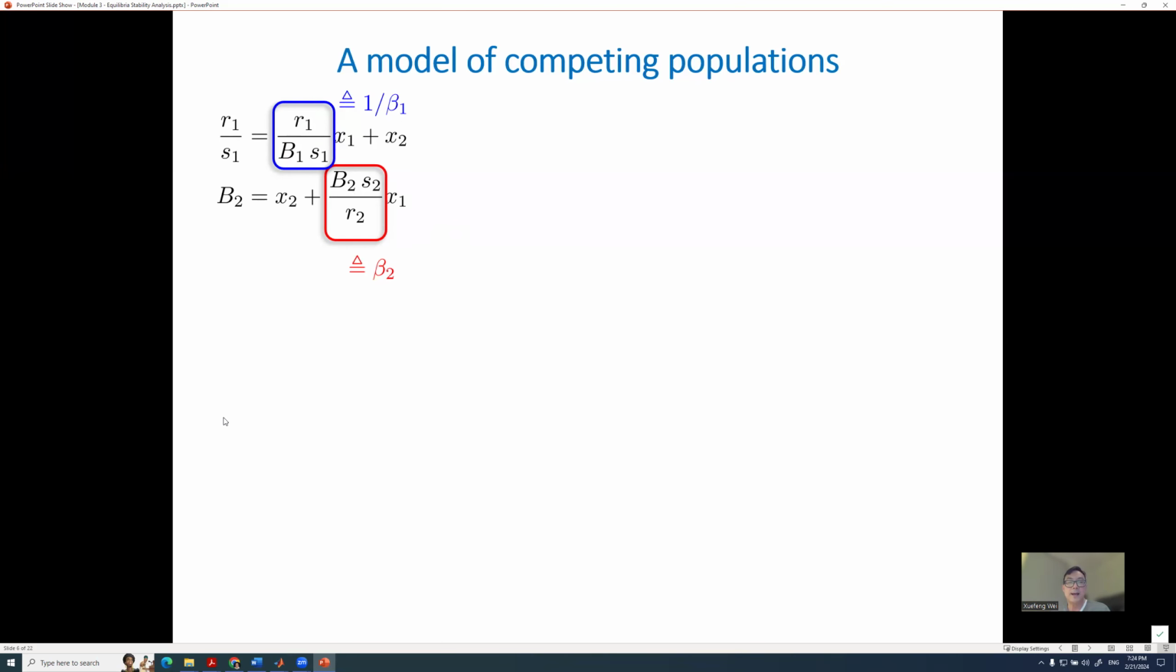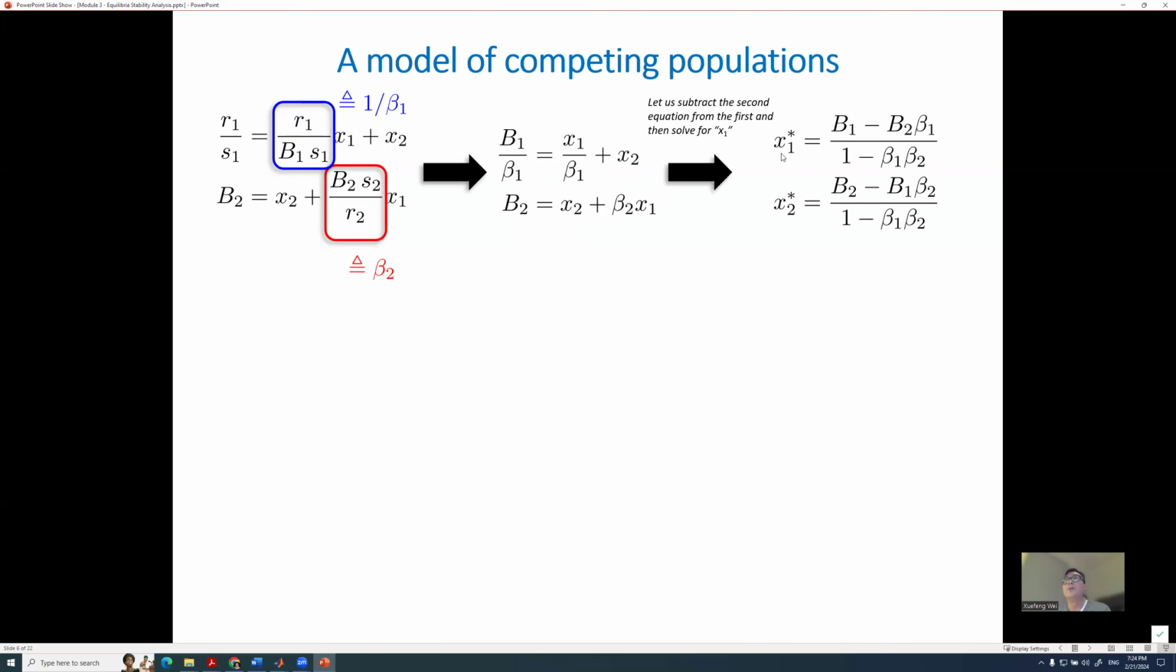By doing this, we get this equation here. Now of course, we can just subtract the two equations. By subtracting, for example, the first one from the second one, we have x2 removed. So I obtain an equation for just x1. Then we can solve for x1. Here I call it x1 star. That's the solution for x1.